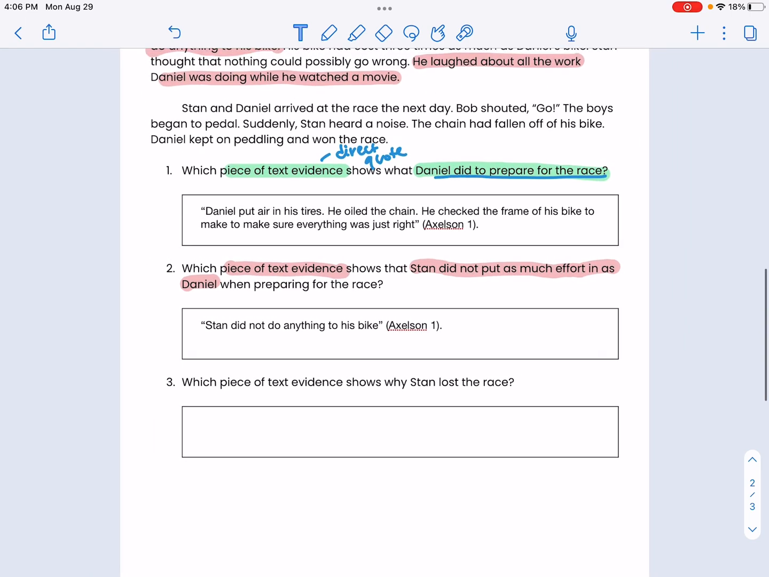Now let's go to the last one. Try to do this last one on your own and pause this video. And when you're ready to check your answer, you can press play. So which piece of text evidence shows why Stan lost the race?